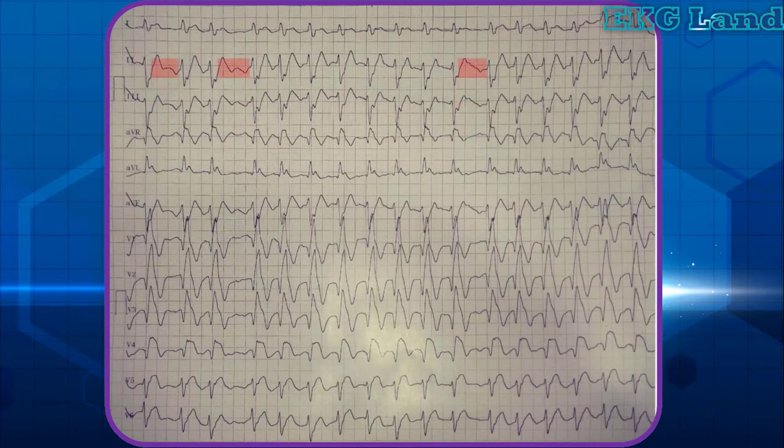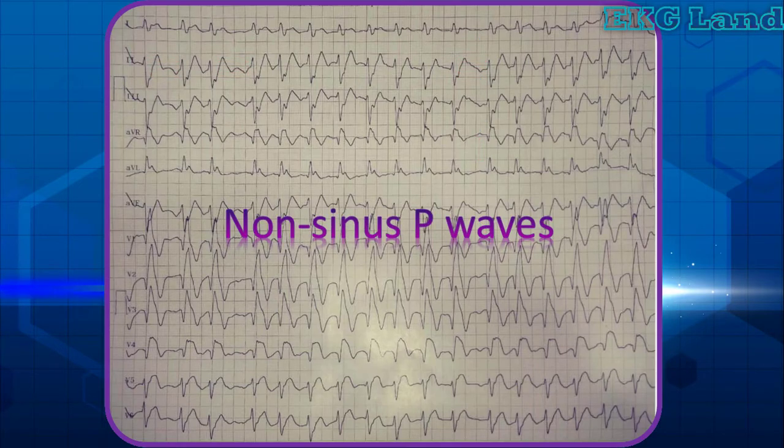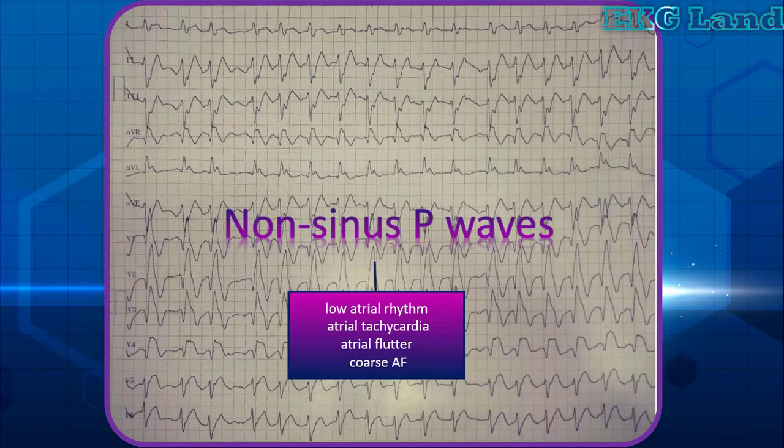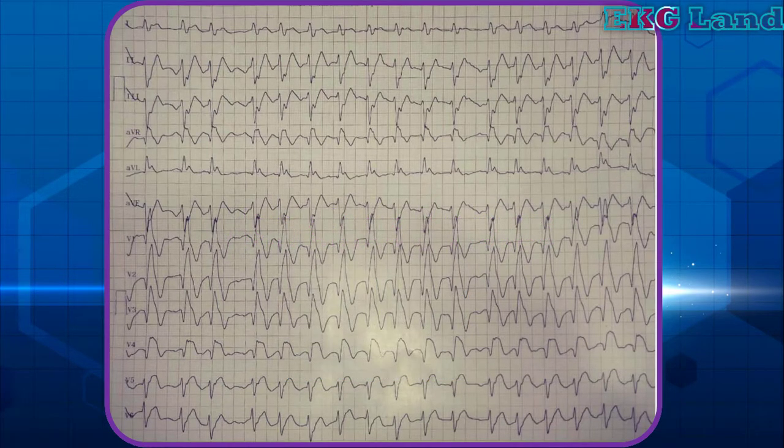Here are the gaps. As is clear, there are obvious P waves in the gaps, which are negative in D1, D2, D3, AVF, and positive in AVR. Therefore, the P waves are non-sinus. Remember that non-sinus P waves are observed in atrial rhythms, including low atrial rhythm, atrial tachycardia, atrial flutter, and coarse AF.